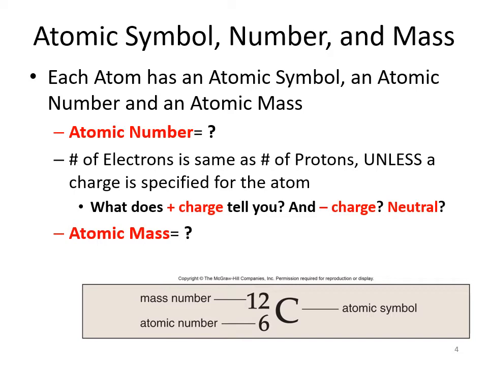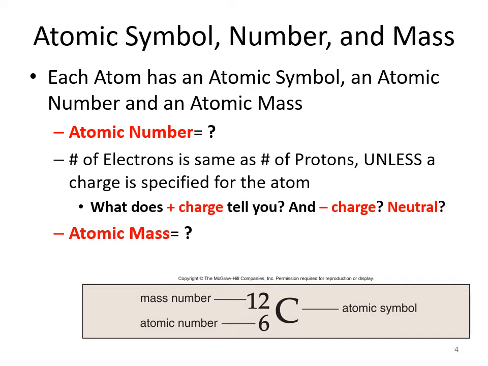Now, if we said that that carbon atom was neutral, then that would tell you that it has the same number of protons as it has electrons, because the positives and the negatives would be equal to each other and cancel each other out.